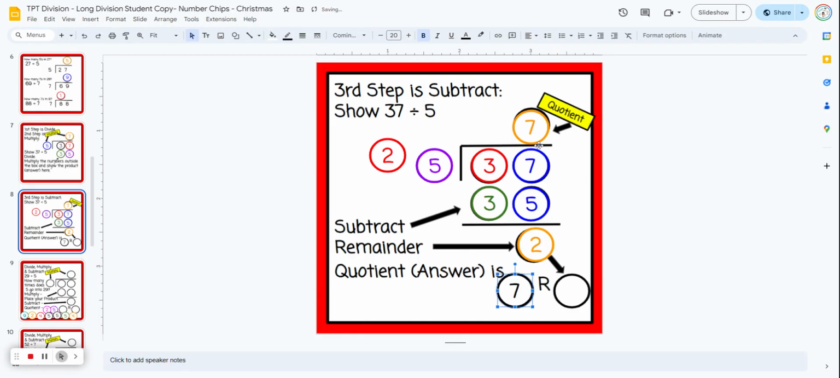So their answer's up here, their quotient 7, remainder 2. And they just follow the arrow that 2 moves down as their remainder. When this number becomes smaller than their divisor, then they're finished and that's their remainder.